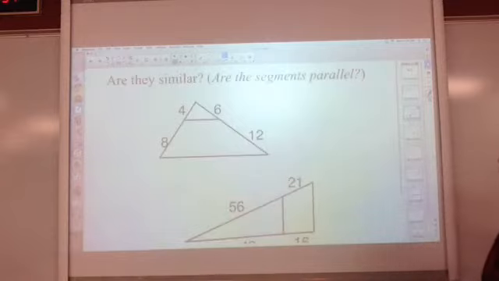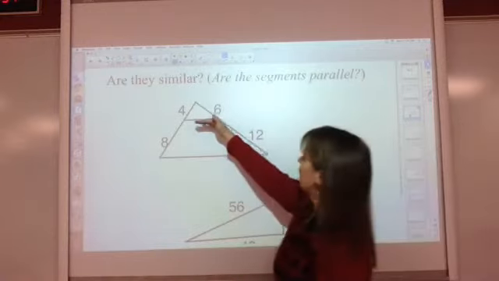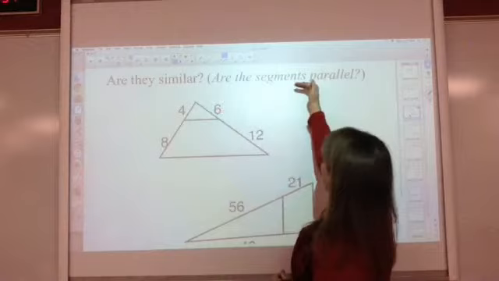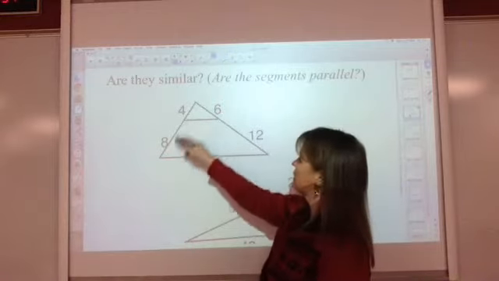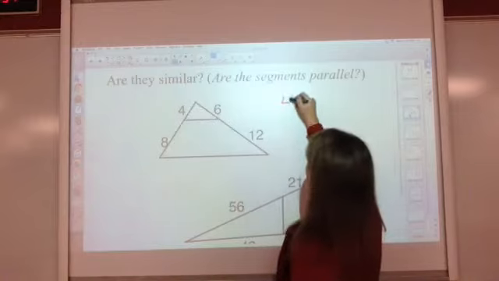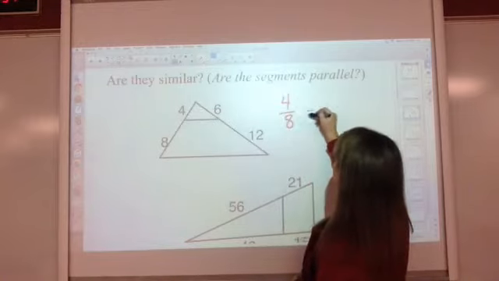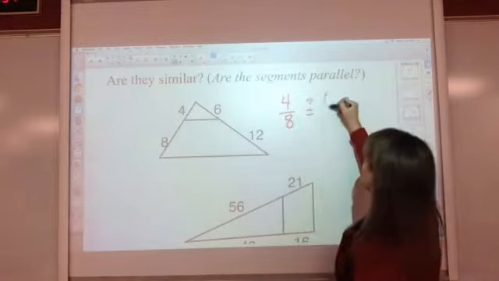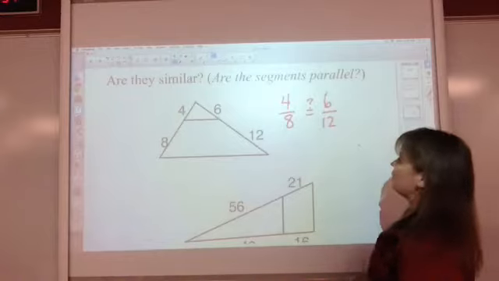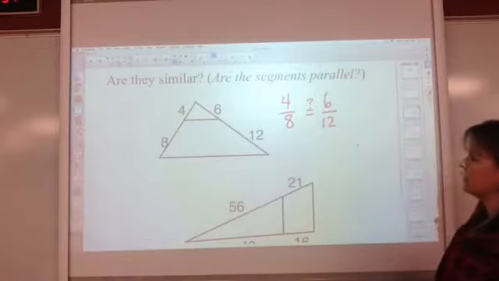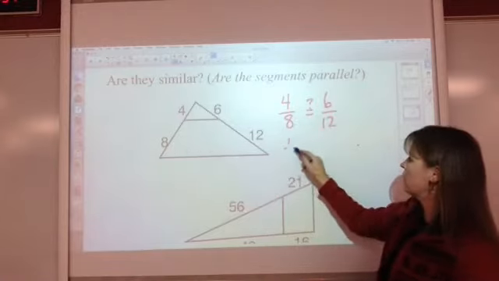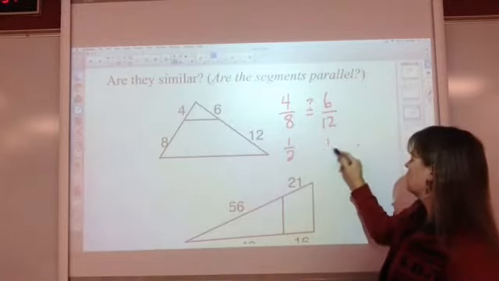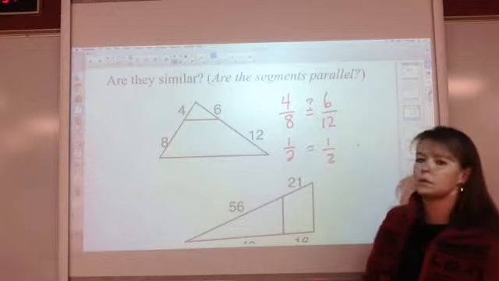For example, here's the triangle, here's the line. Are they similar? Are the segments parallel? We don't know. If it divides the sides proportionally, then we know that they are similar. Is 4/8 equal to 6/12? 4 over 8, 6 over 12. Divides the two sides proportionally. Reduce them both. That becomes 1 over 2. This also becomes 1 over 2.